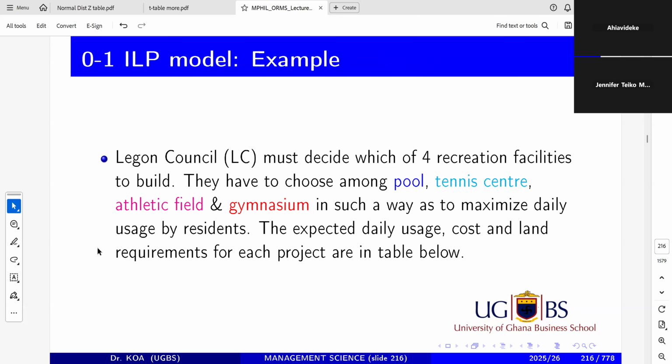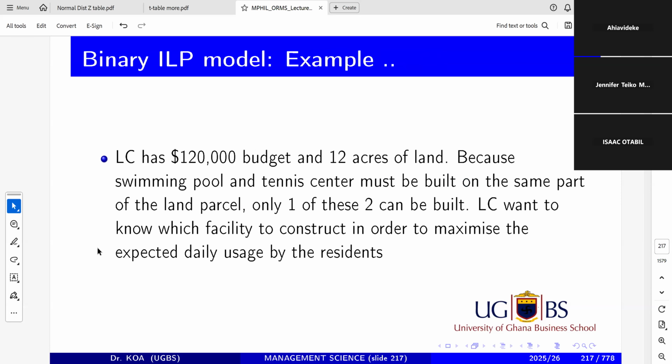Where did he say that? In the question. It says LC wants to know which facility to construct in order to maximize the expected daily usage by the residents. So that's why I picked my formulation from it. Yes. But you wouldn't have made it a noun, would you?